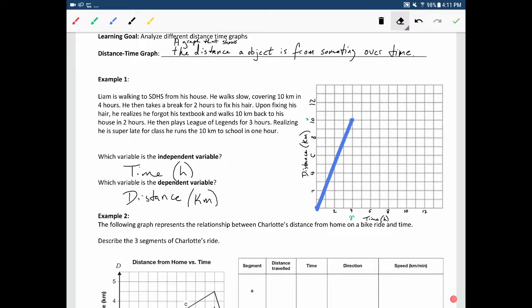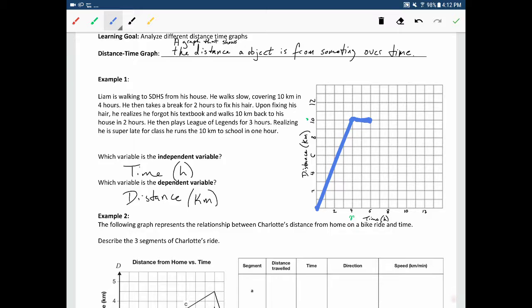So he's going to stop at the 10 kilometer mark. The bottom line is he's not moving anywhere, which people will often put back down to 0. But he's just going to stay where he is. So after 2 hours, his distance from his house hasn't changed, so it's going to stay at that 10. 2 hours is going to pass, and he's still going to be in that same spot. So there he is fixing his hair.